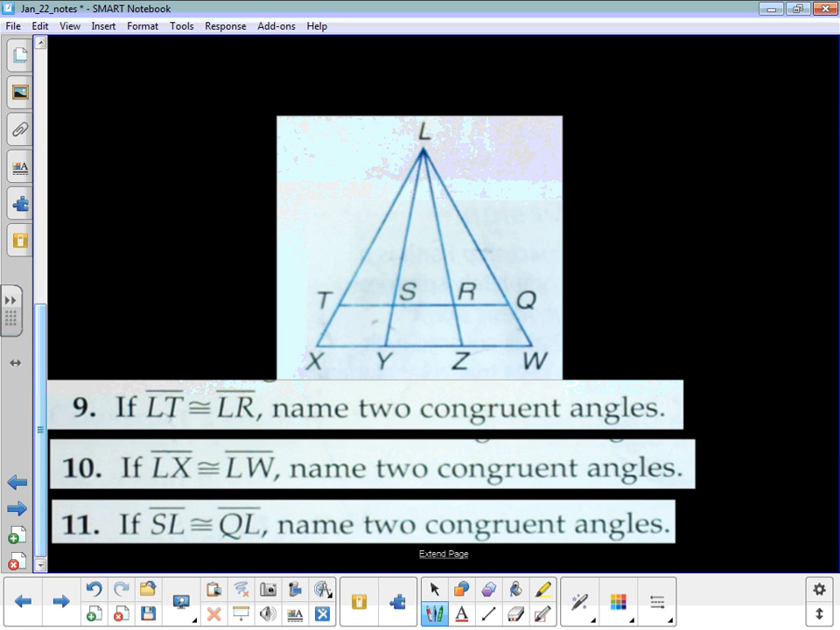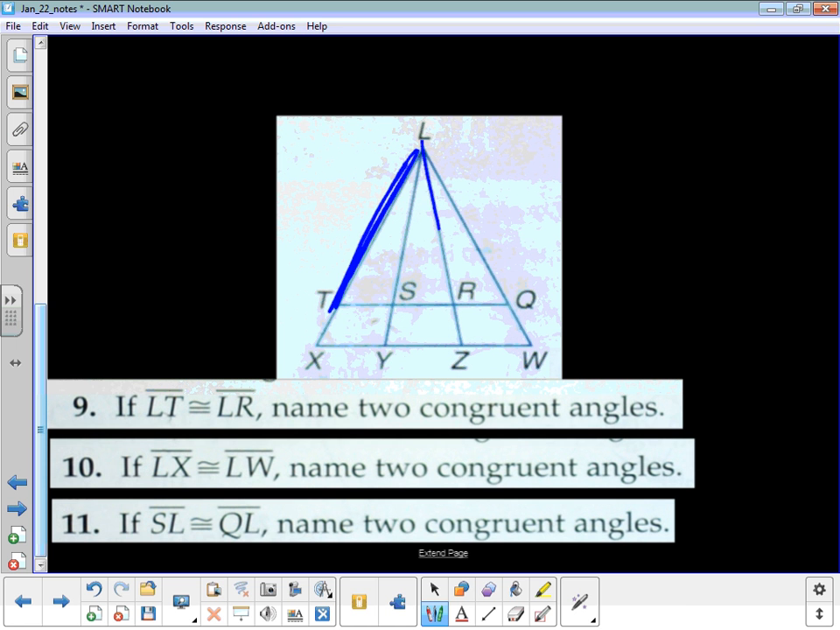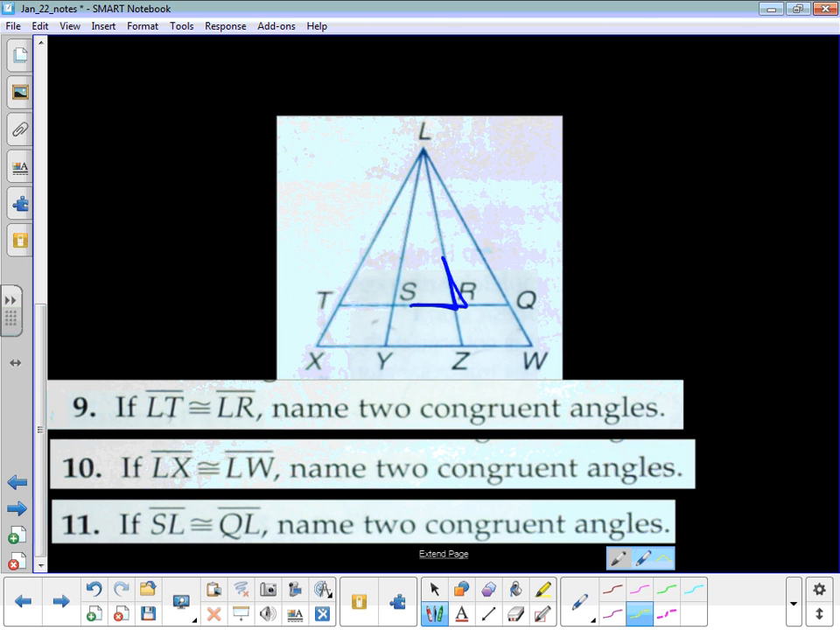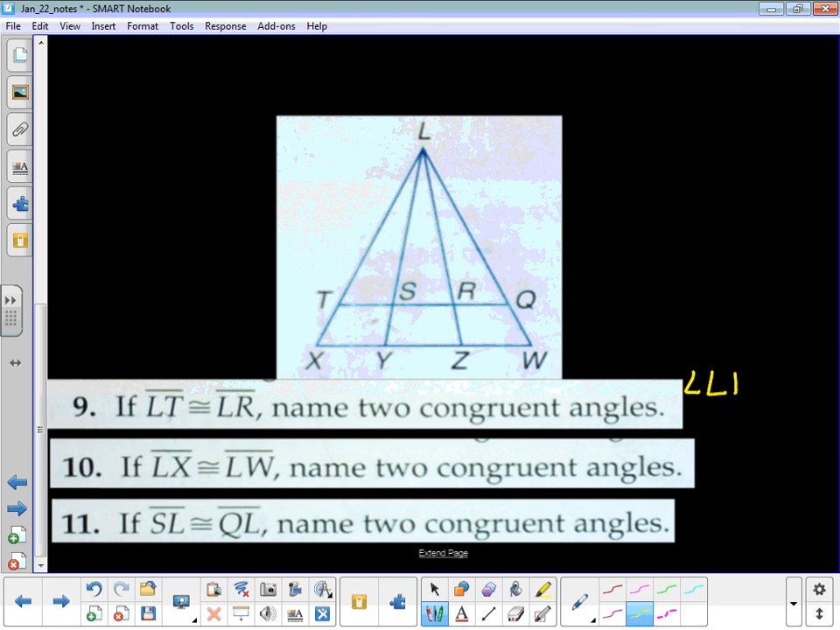Here we have this huge figure, and all we're told is that LT and LR are congruent. So the question is, which angles are congruent? Well, if these are the two sides that are congruent, the angles opposite are angle T here and angle R here. But unfortunately, we cannot answer that as just angle T and angle R. We would have to say angle LTS would have to be congruent to angle LRS. So we have to name the angles in three-letter pieces here.